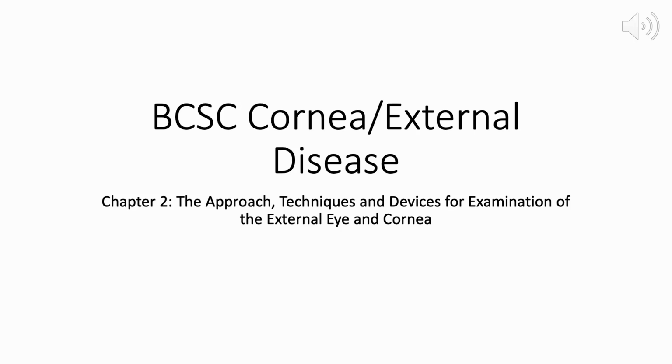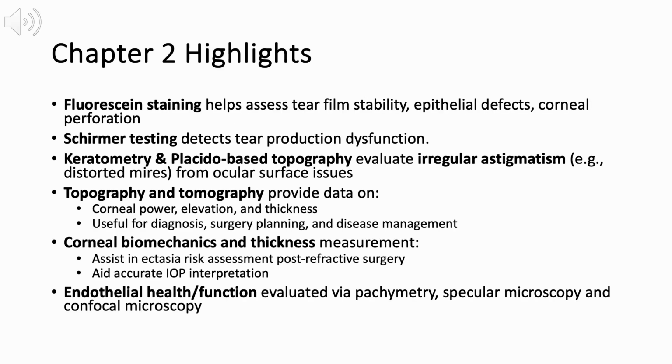Chapter 2 is all about how we actually examine the external eye and cornea. I'm going to walk through the practical toolkit: history-taking pearls, external inspection, slit lamp fundamentals, illumination techniques, filters, stains, tear film evaluation, and adjunct devices like topography, pachymetry, and specular microscopy. By the end, you should know which technique to choose for a given clinical question, how to perform it correctly, and what pitfalls can mislead you at the slit lamp.